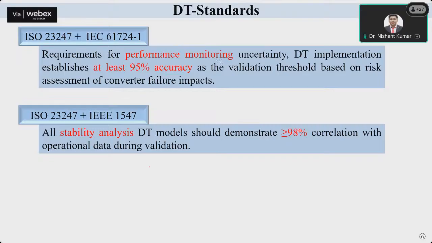95% accuracy means your performance matching should be 85%. Performance matching means waveform by waveform. Your accuracy should match, or your performance should match, your waveform should match 95% plus at least. On the side, we have ISO 23247 plus IEEE 1547. This standard defines the stability analysis.